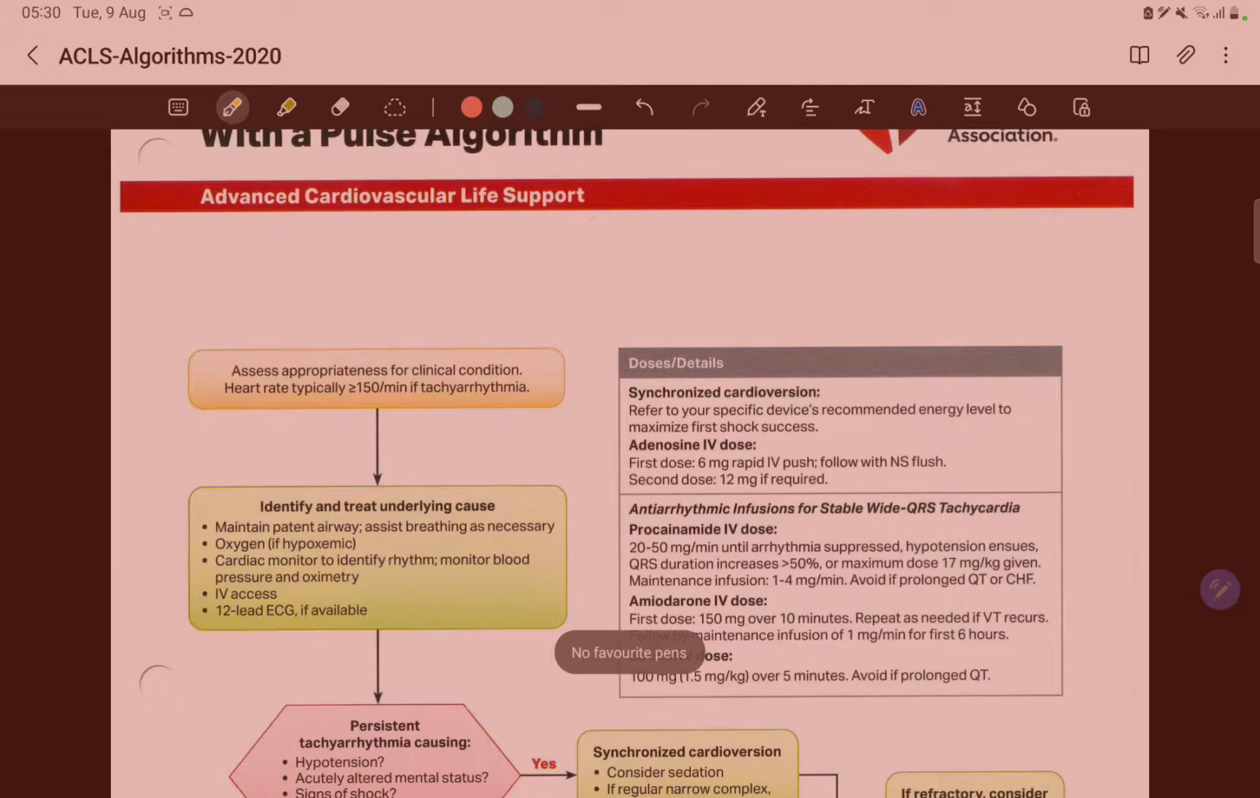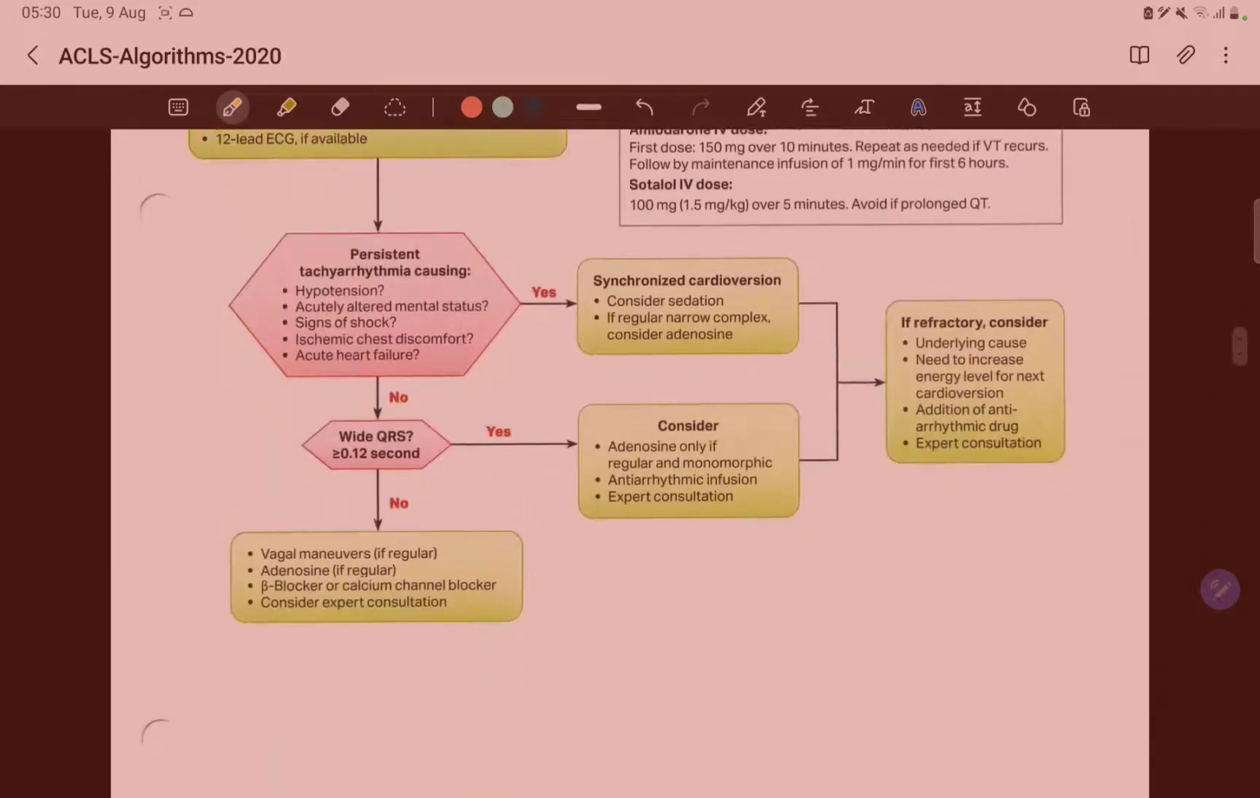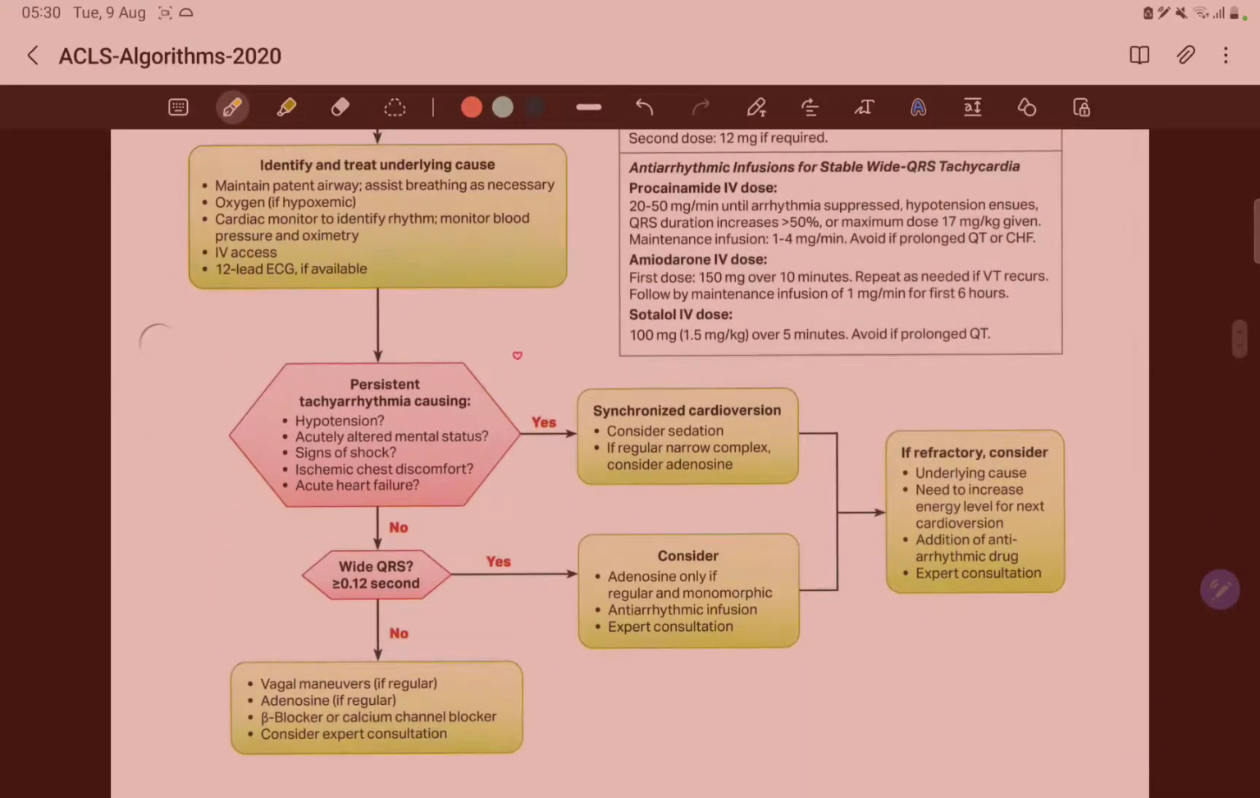Clear? Now it is very important for you to understand that if there are signs of shock, hypotension, or altered mental status, we don't go for anti-arrhythmics. Okay, we just give adenosine if a narrow complex is present. Otherwise the treatment of choice is synchronized cardioversion.